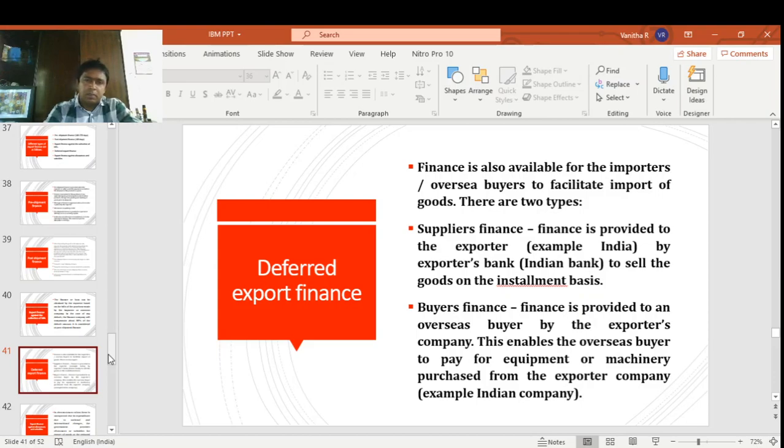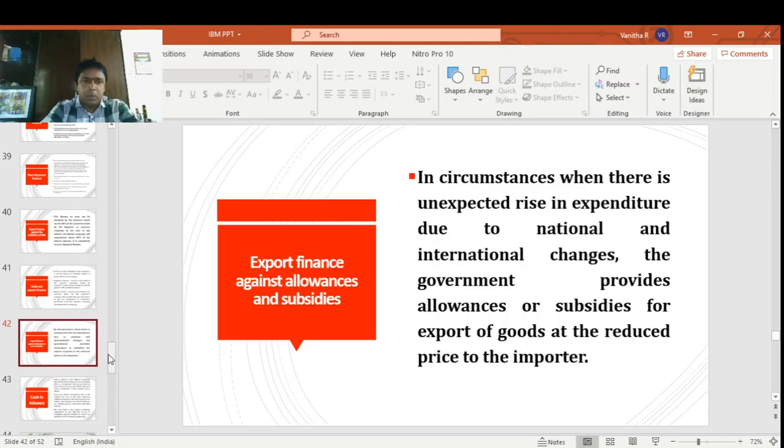So this is, as I've told you, deferred. It is not an export or the import. It is in between, that can be given to the importer as well as the exporter. Sometimes the exporter himself gives a credit or overdraft sort of mode, as simple as that.